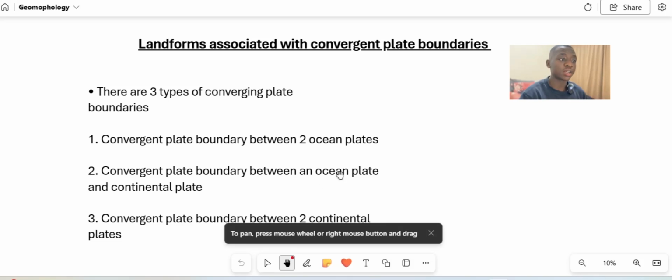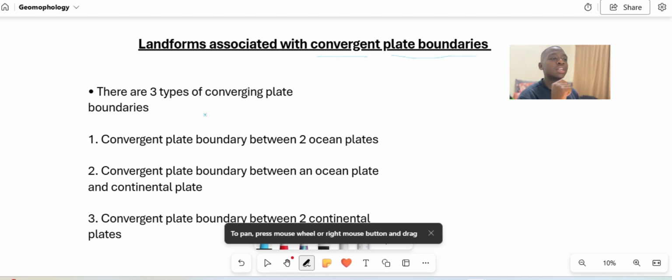Today we're going to learn about an interesting topic. It is about the landforms that are particularly associated with what plate boundaries. Yes, not only plate boundaries but convergent plate boundaries. Yes, so there are three types of convergent plate boundaries.